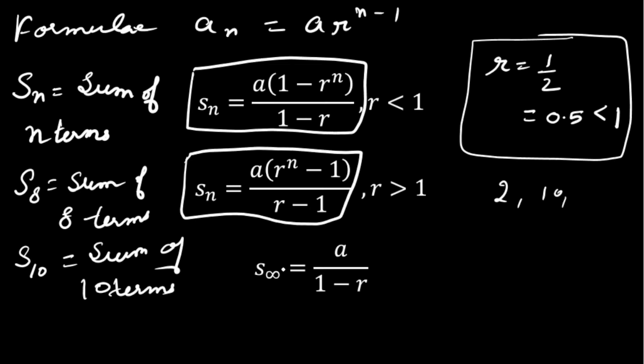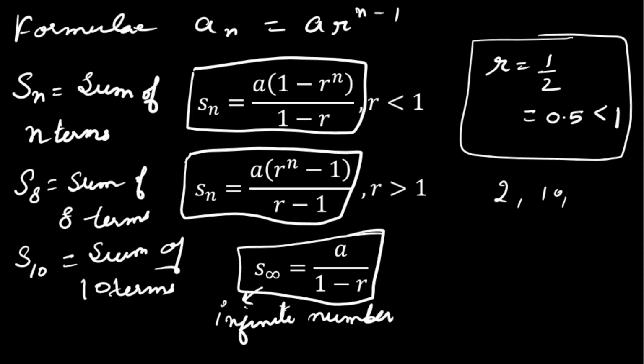And we have one formula for when the number of terms is infinite. Here you can see the symbol of infinity, which means we have an infinite number of terms. For the sum of an infinite number of terms of a GP, the formula is A upon 1 minus R. You can just make a note or take screenshots, and write it later. So these are the few formulas which we will be using.